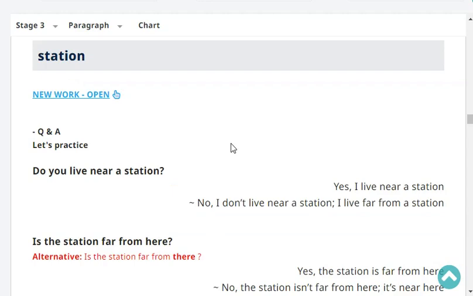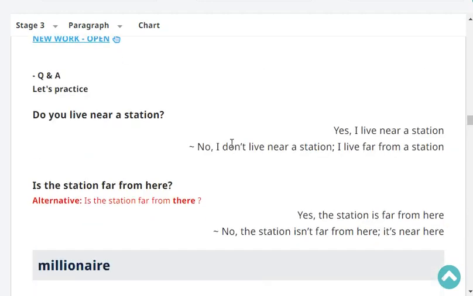Very good. Do you live near a station? Yes or no? No, I don't live near a station. I live far from a station. Very good. Is the station far from there? Yes or no? Yes, the station is far from here. Very good.